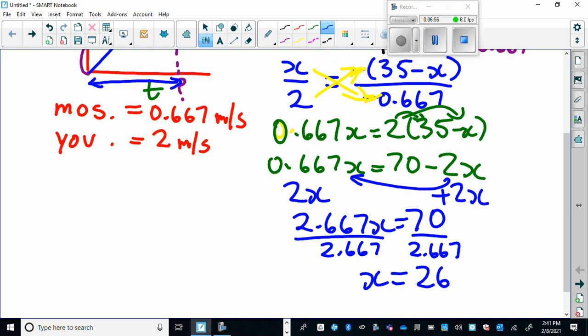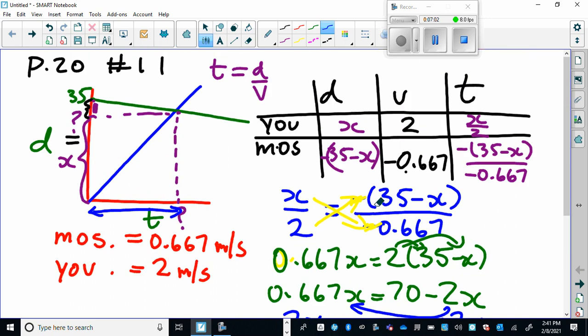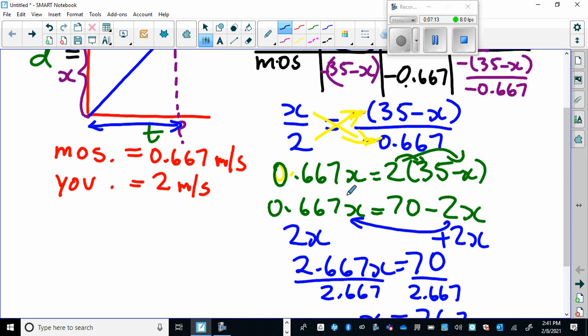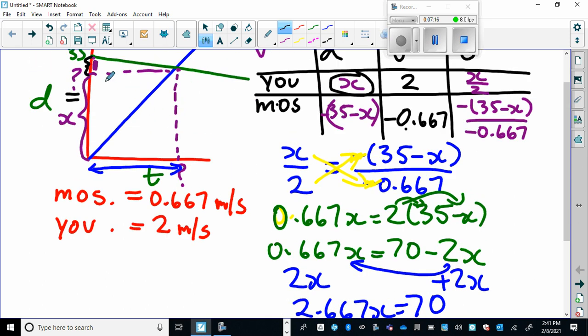X is 26.2. Now don't jump to any conclusions here. Make sure you go back to your table so that you know what x is. There it is, right there. X is your displacement. So you will have traveled 26.2 meters, which kind of makes sense according to that diagram. The mosquito is going to have traveled 35 minus 26.2, which is 8.8 in the negative direction. And the time is going to be 13. You're going to put the 26.2 in here, 13.2.